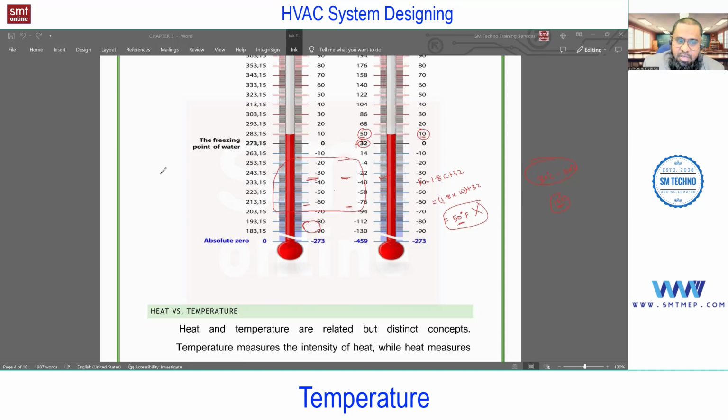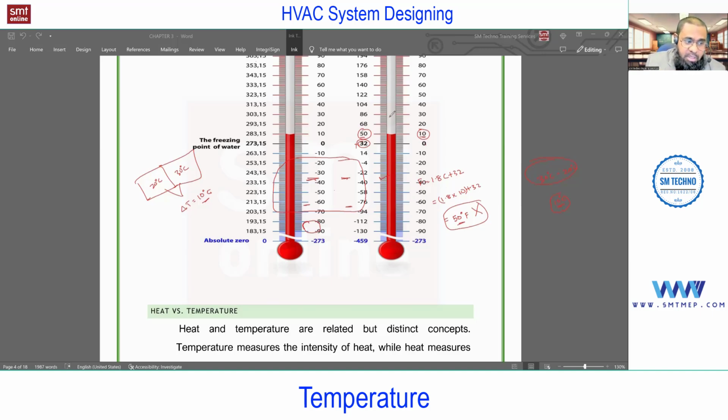But if I say the difference of two rooms, for example room 1 is at 30 degrees centigrade and room 2 is at 20 degrees centigrade, the difference of these two, delta T, is what? 10 degrees centigrade. This 10 degrees centigrade is not a temperature of the space, it's a difference of the two temperatures. So for a difference, the starting offsets 0 and 32 are not applicable. We need to consider only the division difference. 1 degree centigrade is equal to 1.8 degrees Fahrenheit.